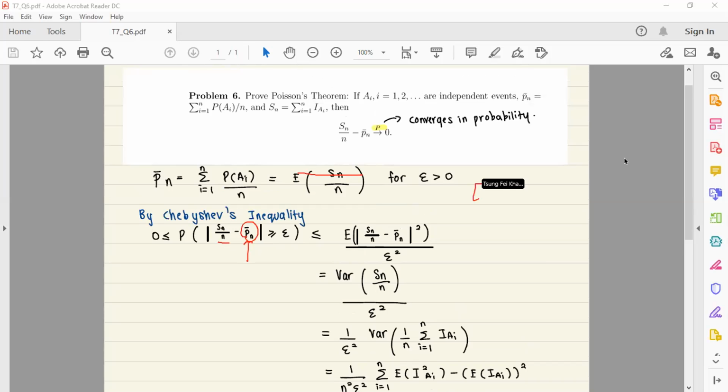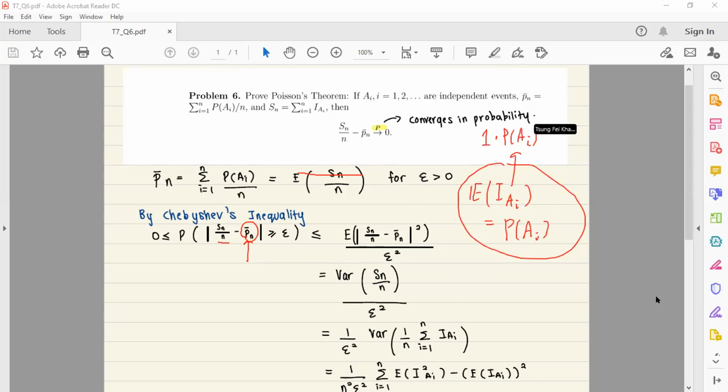Please take note, the expectation of an indicator function is equal to P(Ai). This is a very important result relating the indicator function and the probability through expectation. This is basically just your Bernoulli case, because when Ai is happening, it is 1, and it happens with probability P(Ai). When Ai is not happening, it's 0 times P(Ai) complement, so you ignore this part. So basically, it is this result. This is a simple result, but it is very useful in probability work, so you should always keep this in mind.